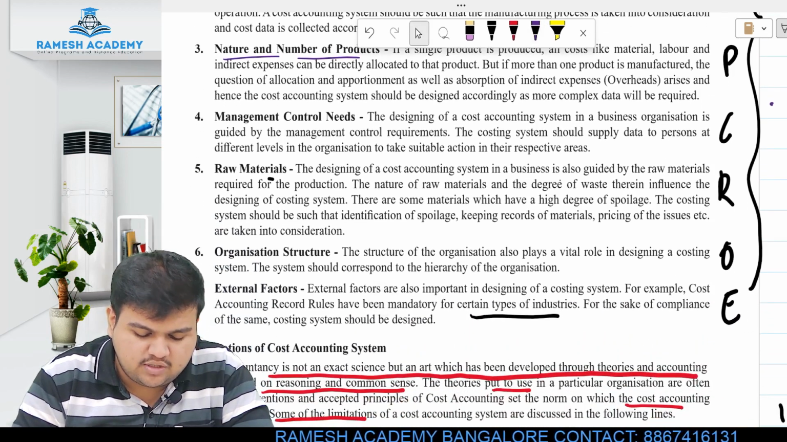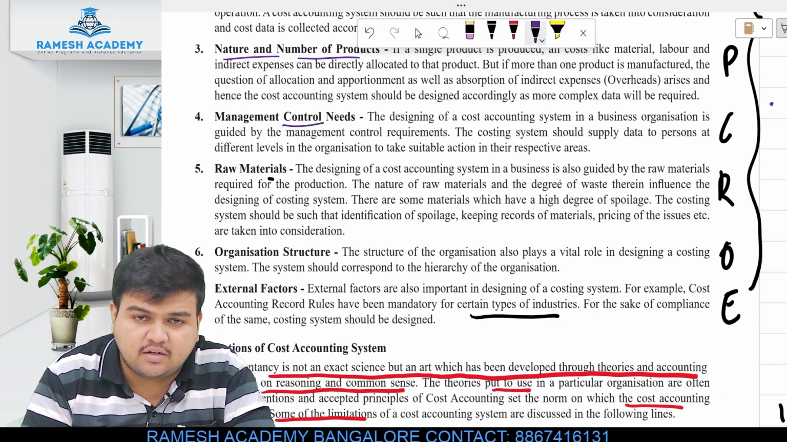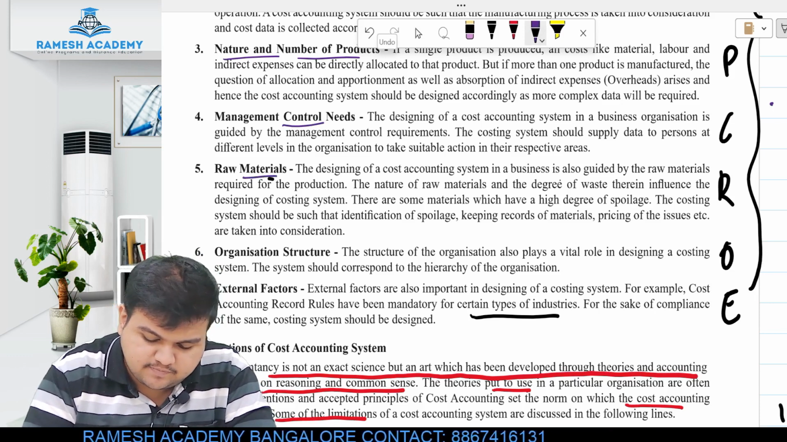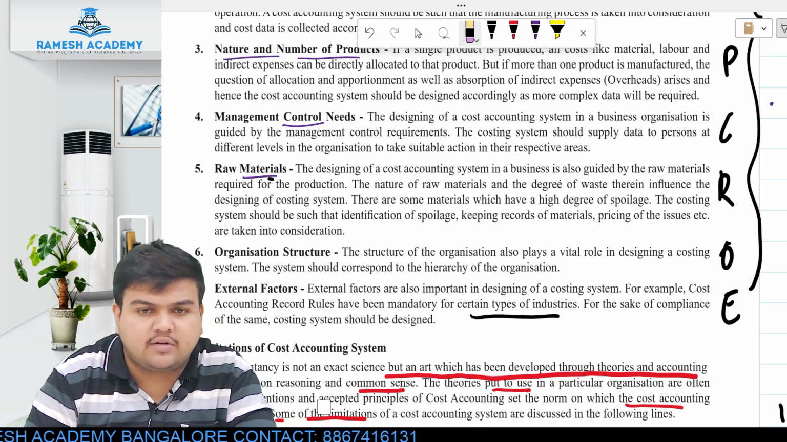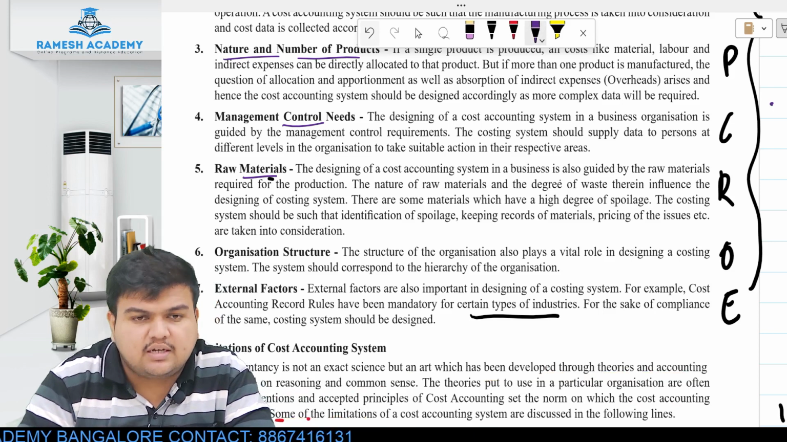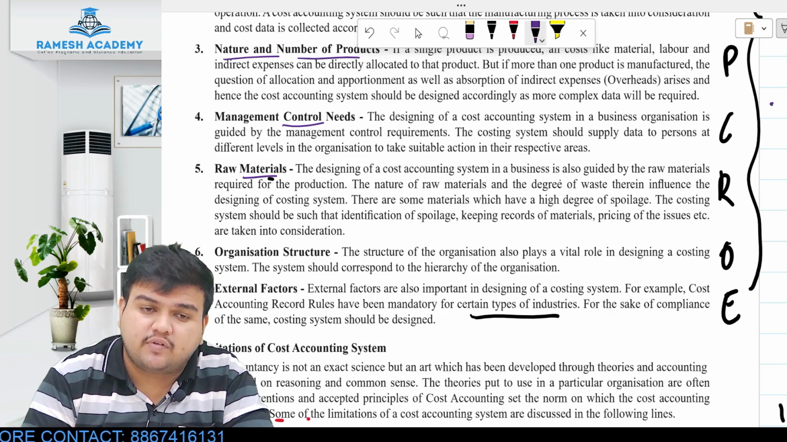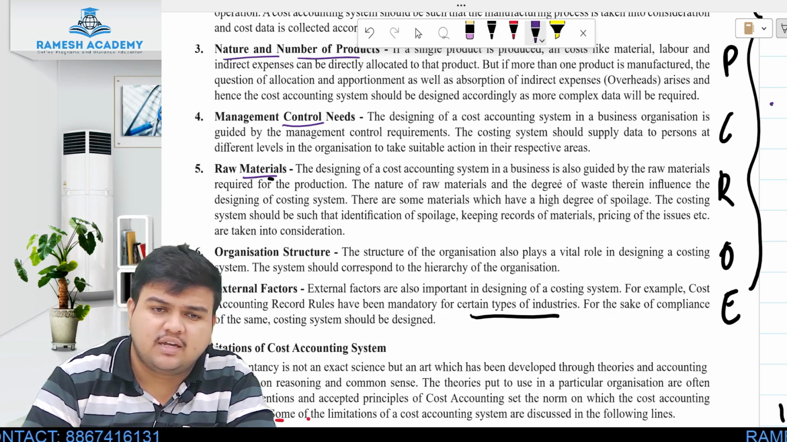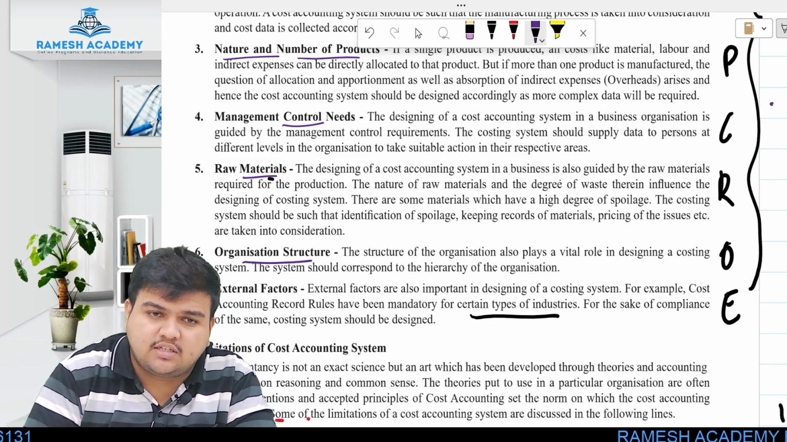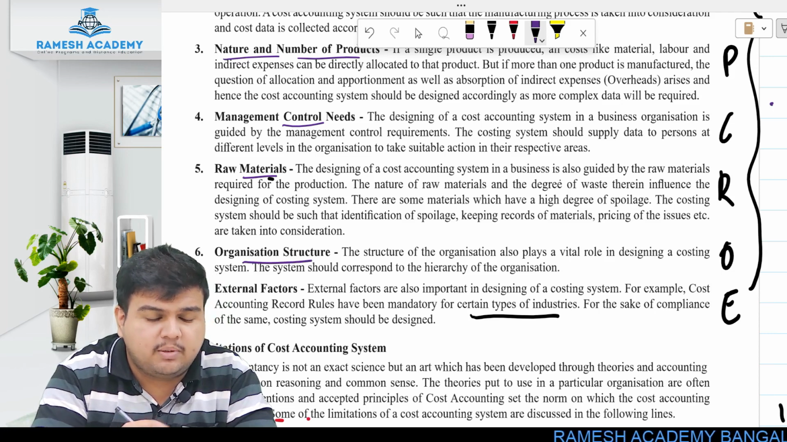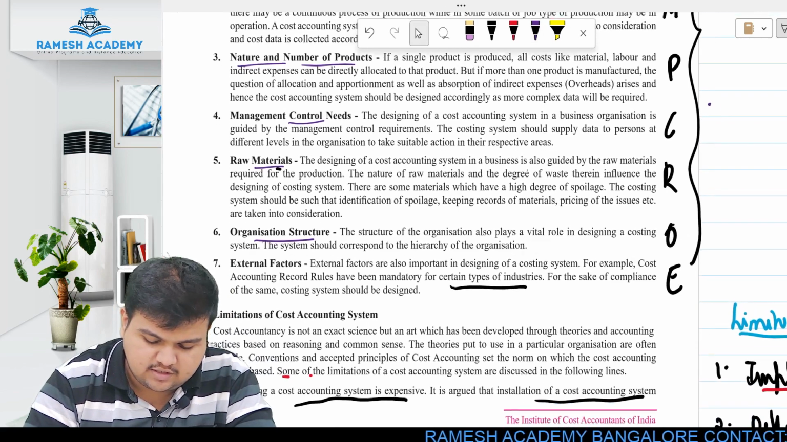Management control needs. Management needs to implement certain control procedures. At that time they need a cost accounting system. Raw materials usually incur a huge waste. When they are incurring a lot of waste, they need to account for that waste, so a cost accounting system is needed. When I said if you outsource a manufacturing unit, cost accounting is not required. And organizational structure: it depends on how the organization is structured, whom you are accountable to, and other external factors.